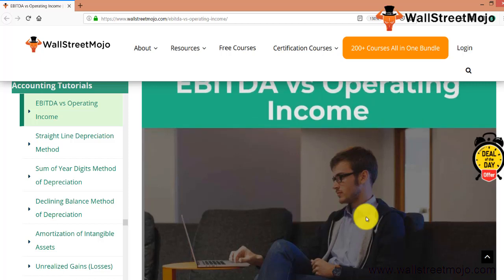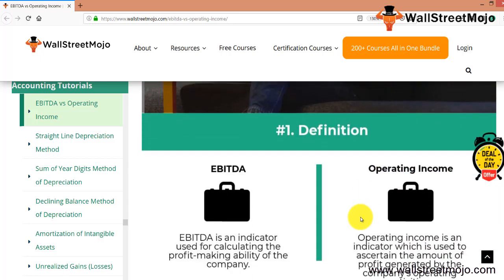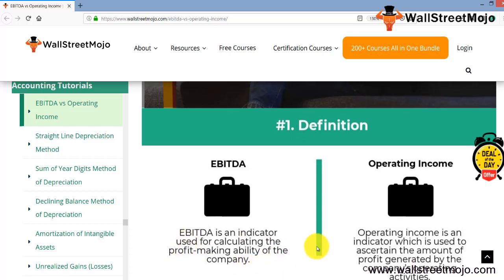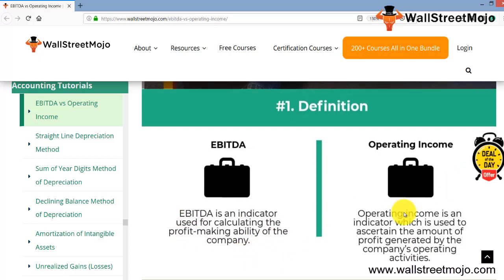Okay, let's start with the differences. The first thing is the definition. EBITDA is an indicator used for calculating the profit-making ability of the company, while operating income is an indicator used to ascertain the amount of profit generated by the company's operating activities.